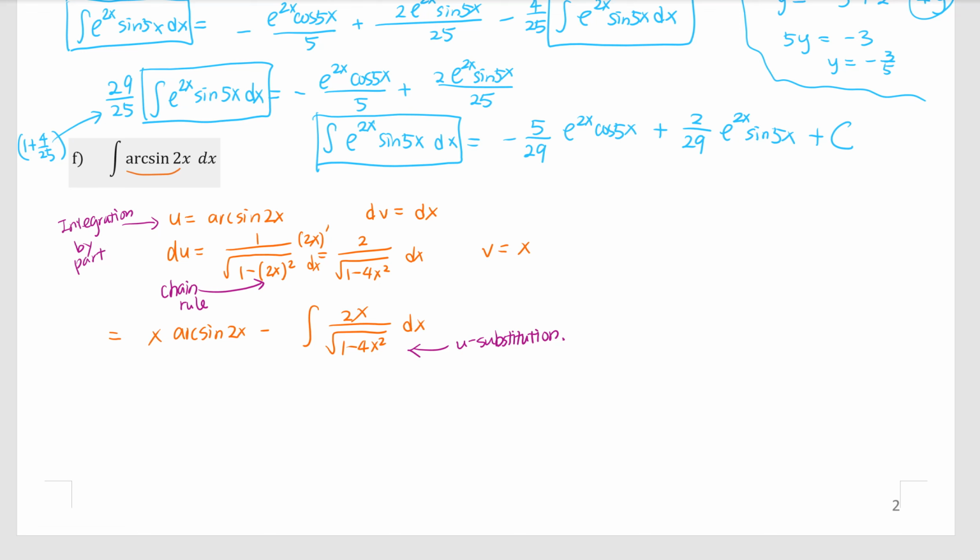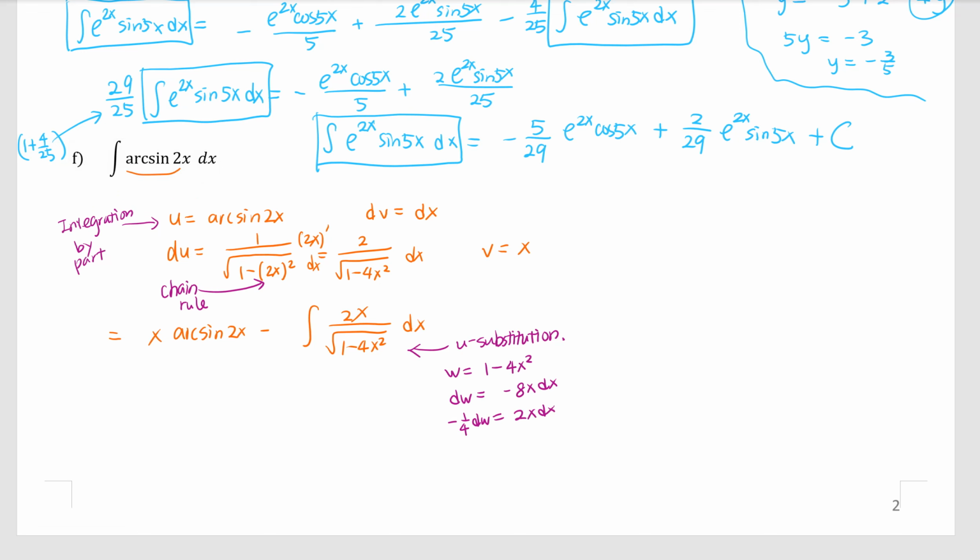Okay, so I don't want to call it u again. So let me call it w. So you let w be the thing inside the square root, right? So 1 minus 4x squared. Then dw is minus 8x dx. But on the top, we only have 2x dx. Well, how do you get 2? Well, you divide both sides by negative 4. So negative 1 over 4 dw.